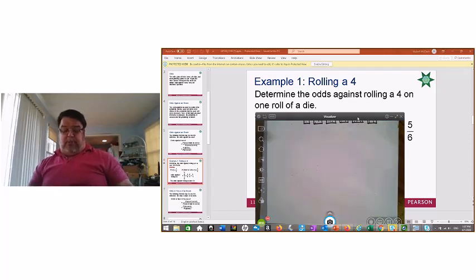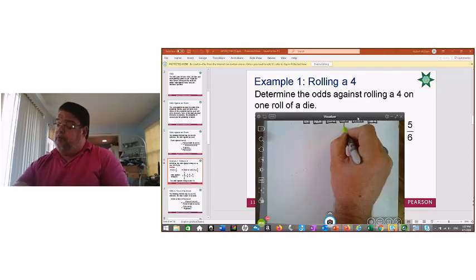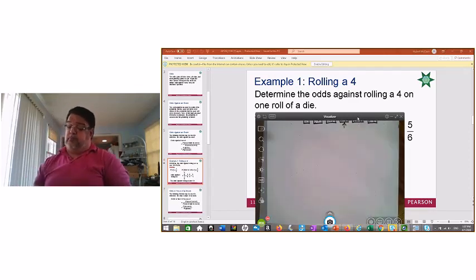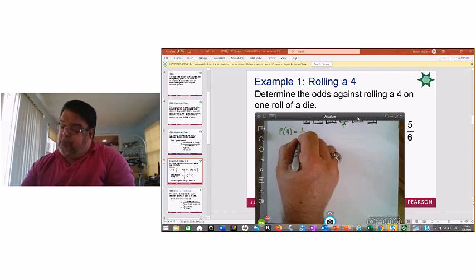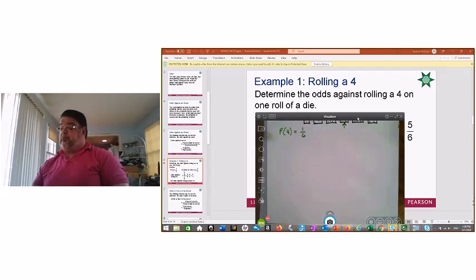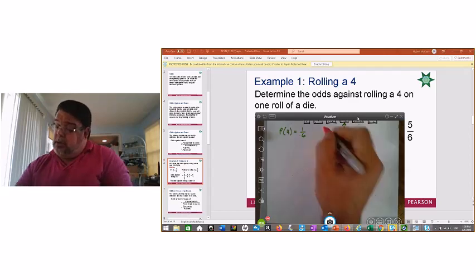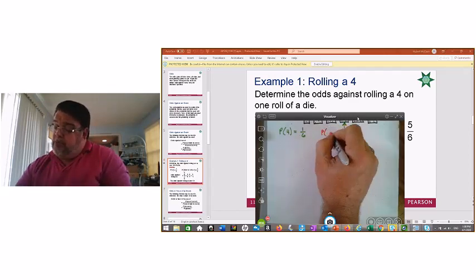So what is the probability of rolling a 4 on a die? Probability of rolling a 4 on a die is 1 out of what? 6. Therefore, the probability of losing would be 5 out of 6.